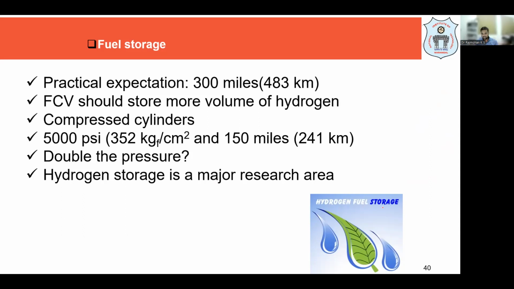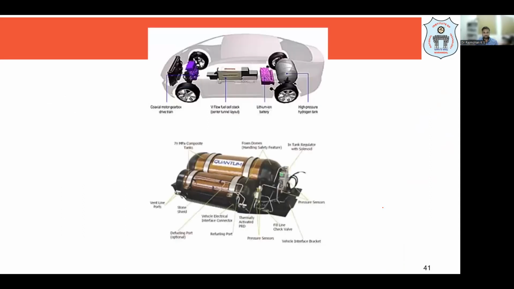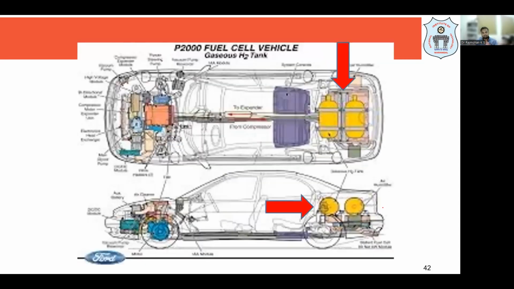Okay, hydrogen storage is a major research area people are working on, because it occupies space, right? How are we storing it? Either you store it in gaseous form as compressed gas, or liquefy it and store it, or store it in some metal hydrides. Currently, if you look at the car, in the rear end, we are going to have two big cylinders. A Ford P2000 fuel cell vehicle has two hydrogen tanks at the back.